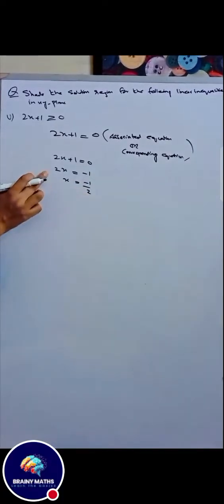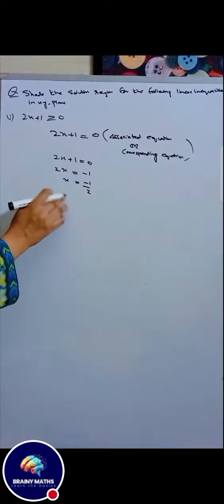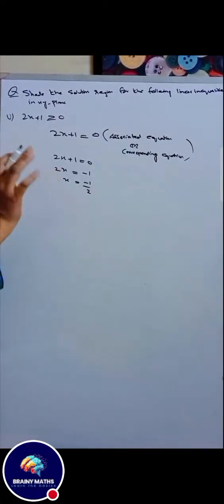So what do we do? 2x + 1 = 0. 2x = -1. x = -1/2. As 2 is multiplied here, after the equal sign it is divided. So we get here x = -1/2. Alright, and we don't have y here.